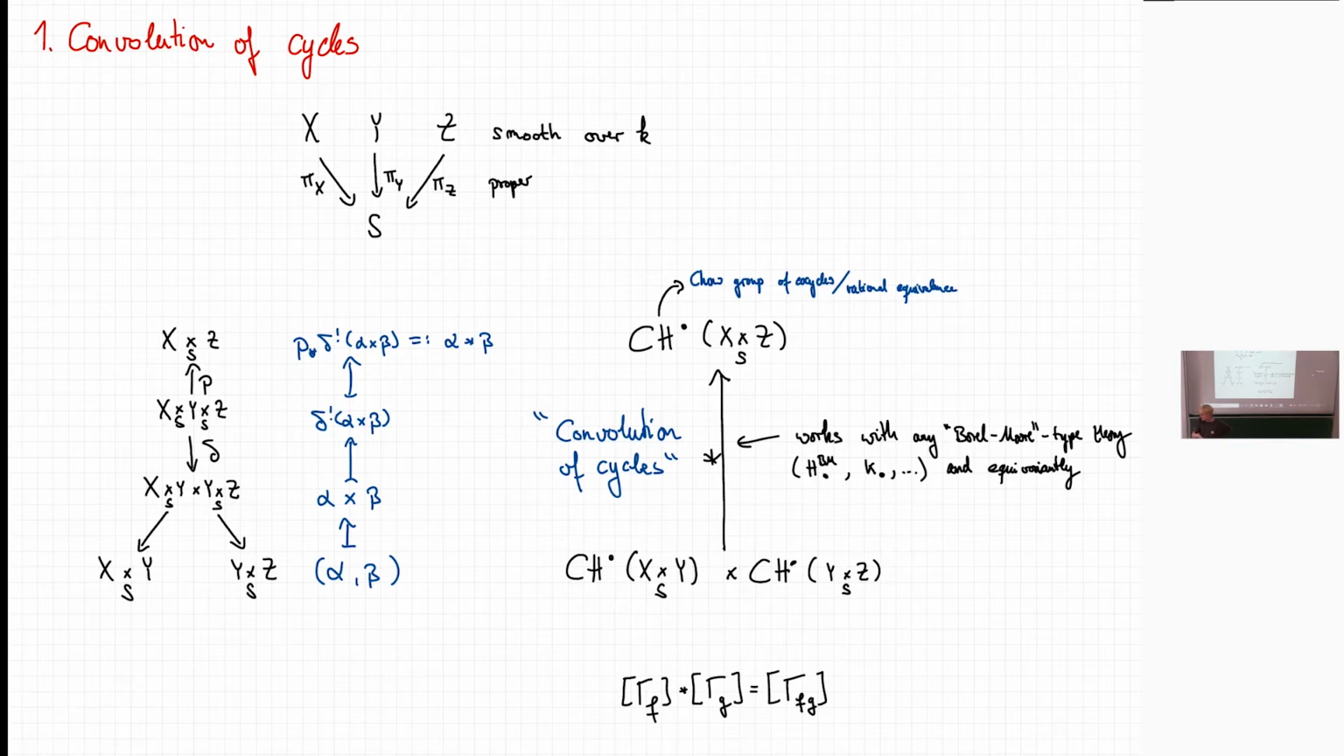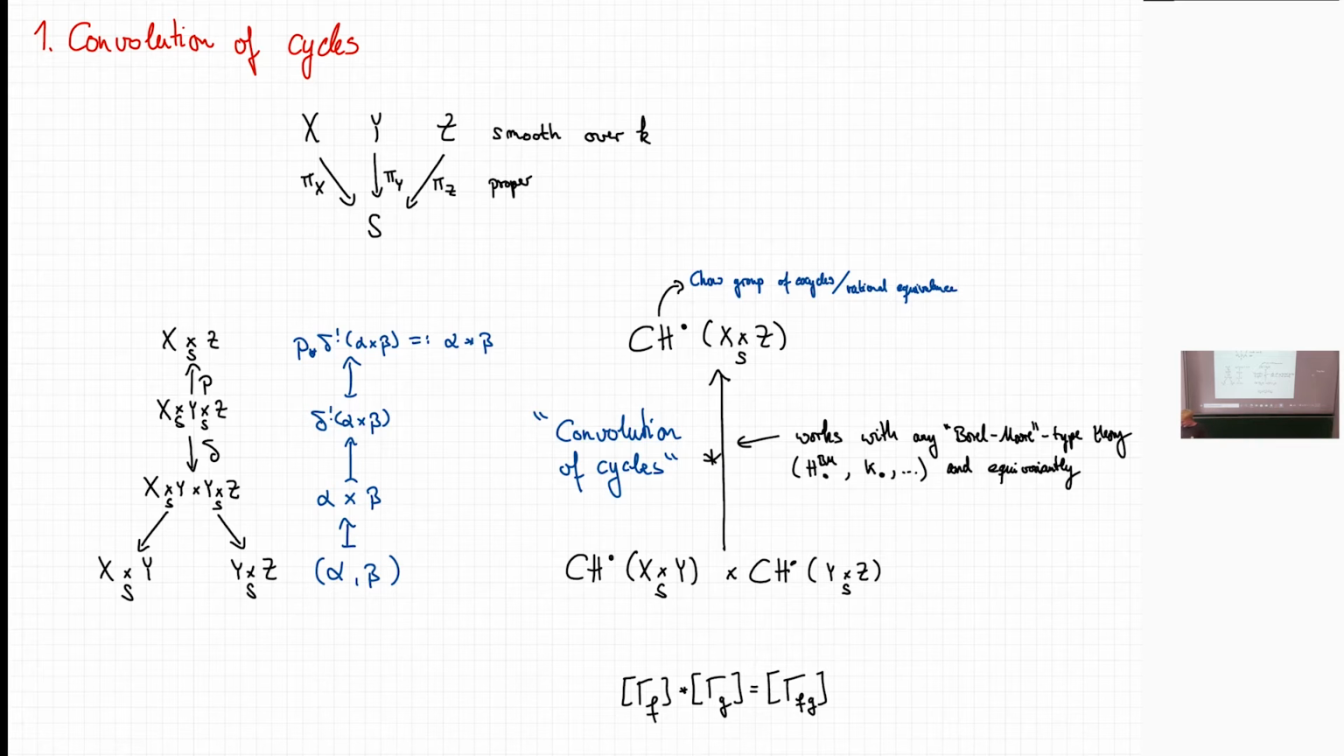I mean, this is just because we work with motifs. I wrote Chow groups here. But with any Borel-Moore type homology theory, like usual Borel-Moore homology on your complex manifold, or K-theory, and it also works equivariantly, yeah? So you just need the right functors to write down this formula.